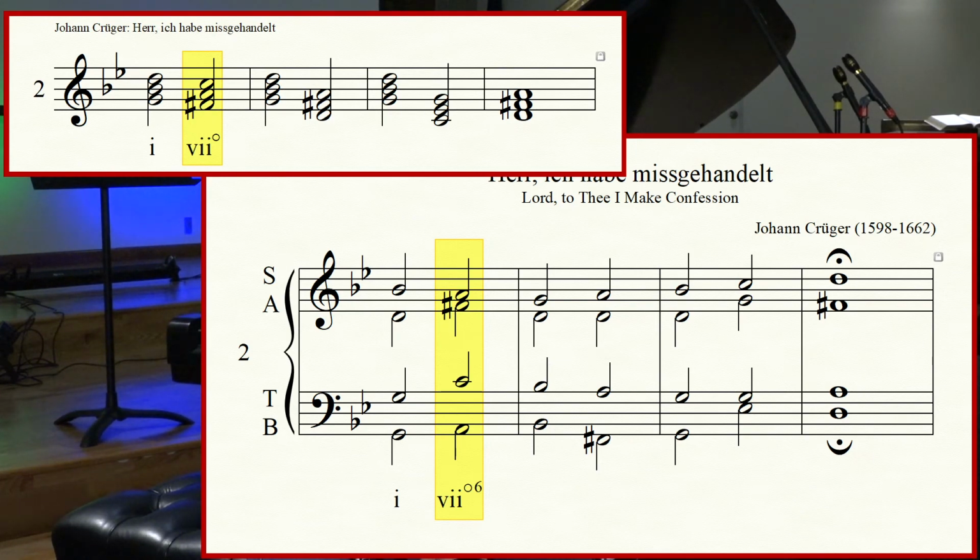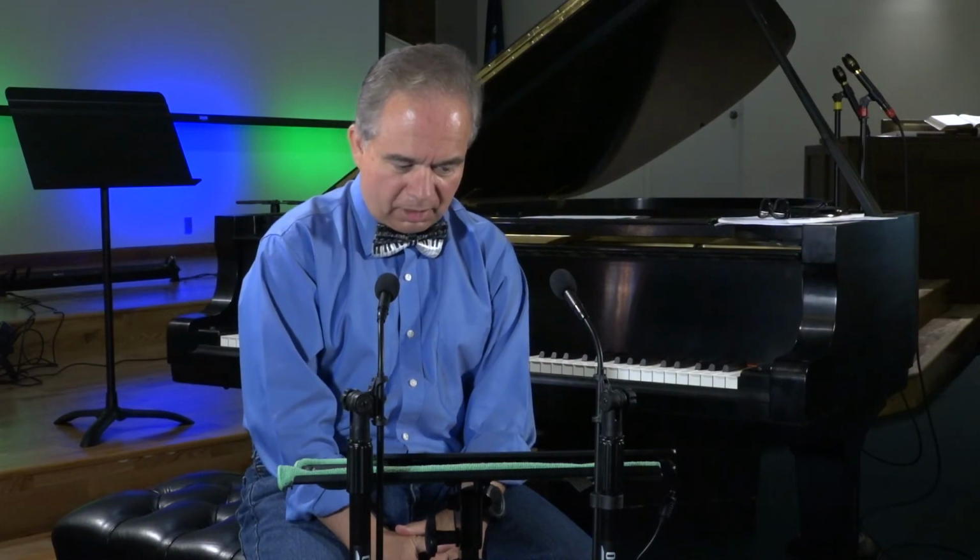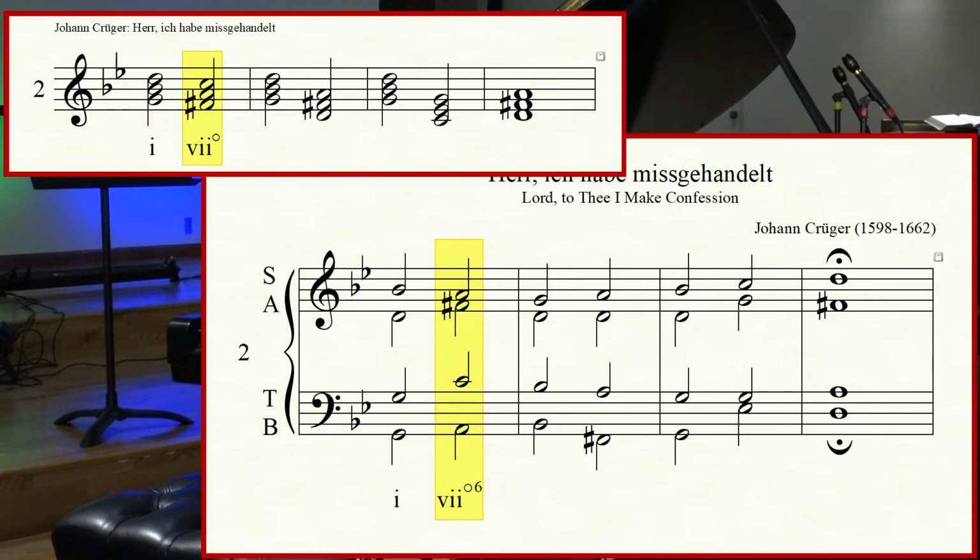That's why you see that little circle next to this lowercase Roman numeral 7 on the bottom. That means it's a diminished triad, and it's also in first inversion. A is in the bass. Therefore, we get the Arabic numeral 6, which means first inversion. All right? So, lowercase Roman numeral 7 with the circle. That means it's a diminished chord in first inversion. That's why the Arabic numeral 6.